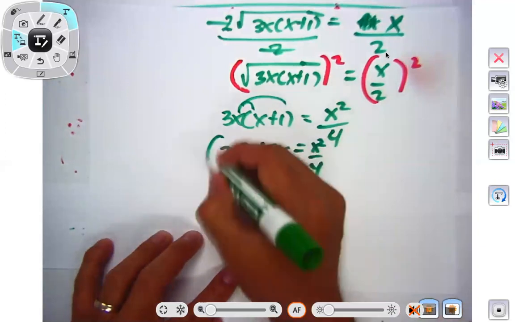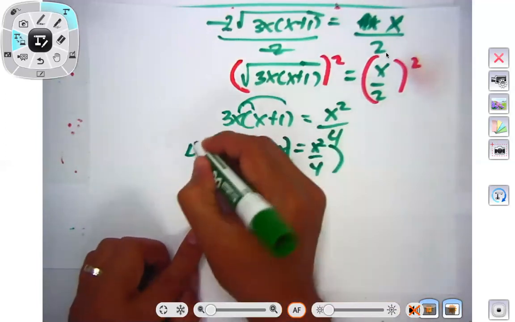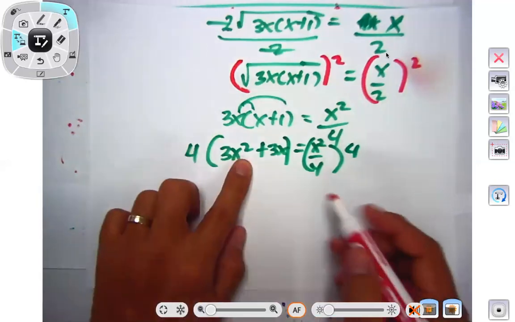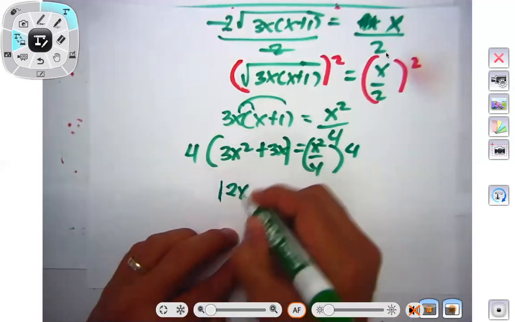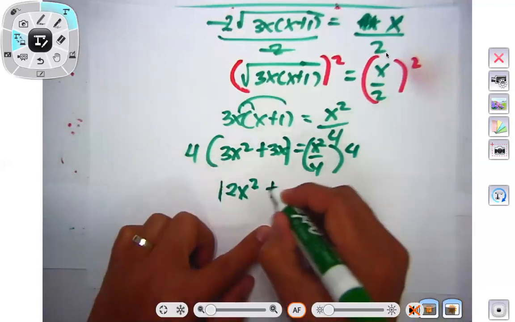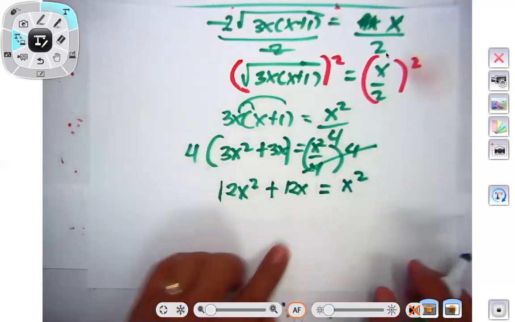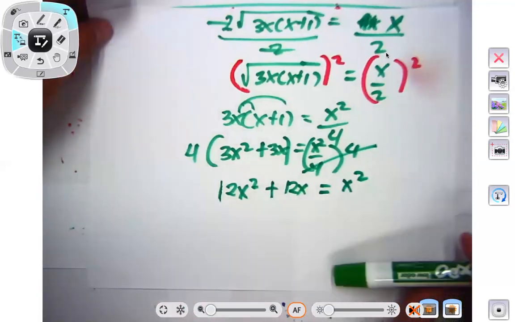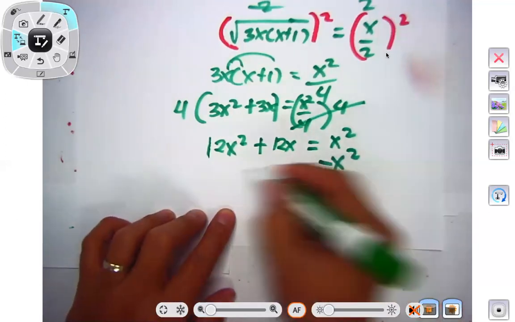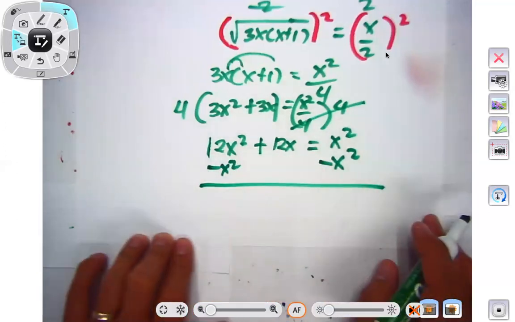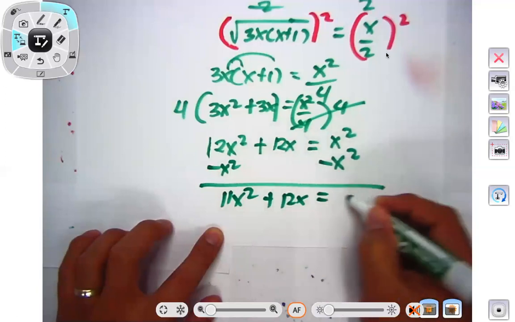Then our next step is to multiply both by 4. All right, so this is times 4. This is also times 4. 4 times 3x squared. It's gonna be 12x squared. 4 times 3x gonna be 12x. Then we'll cancel that. You have x squared. And then finally, to get rid of this, gonna be minus x squared, minus x squared. So what do we have? 12x squared minus x squared, 11x squared plus 12x equals 0.